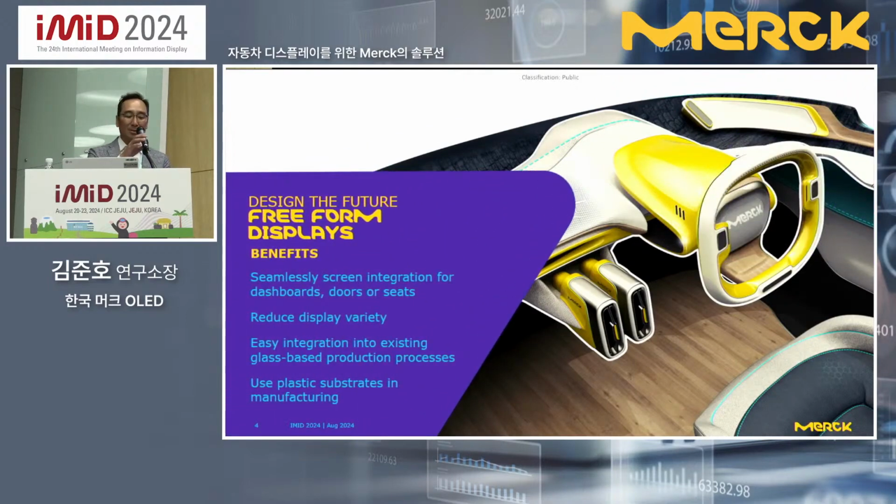Okay, with these two technologies, the display is not only located in front of drivers or in front of the front seat, I mean the CID position. It can be integrated onto the dashboard or seats or even doors. And because of this free form factor and possibly large screen size, we can reduce the number of displays in a car.